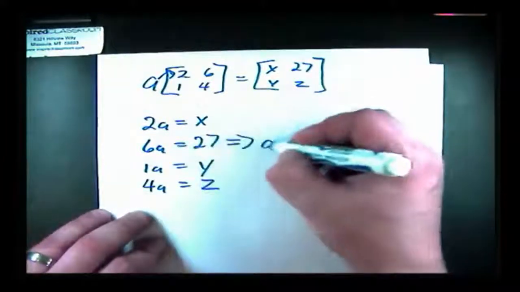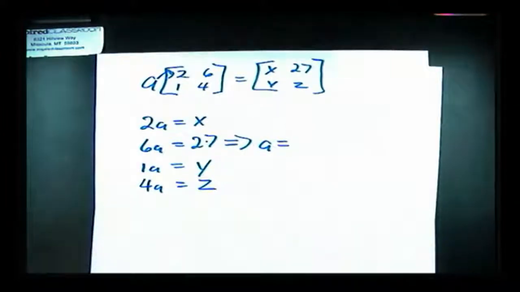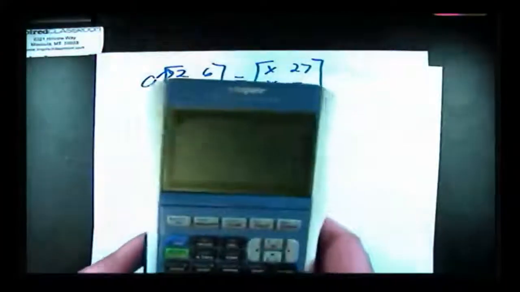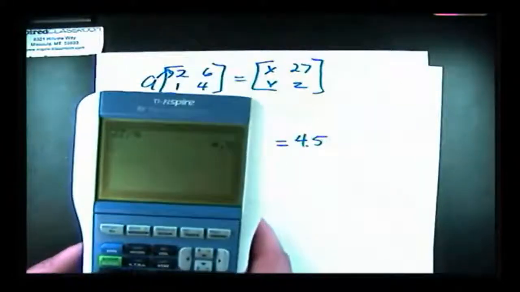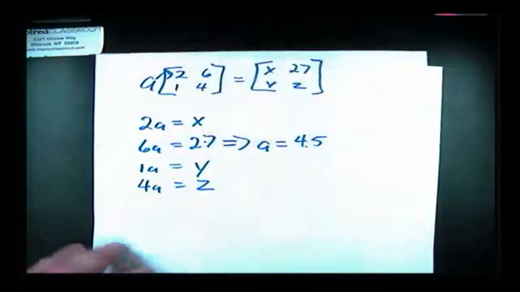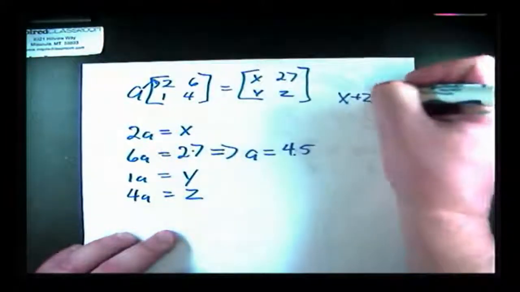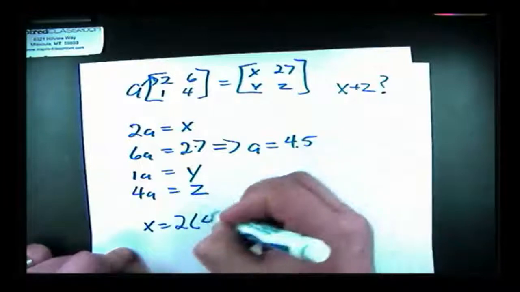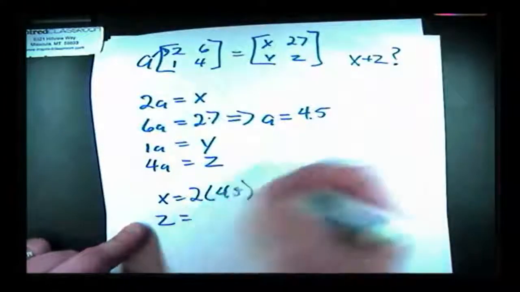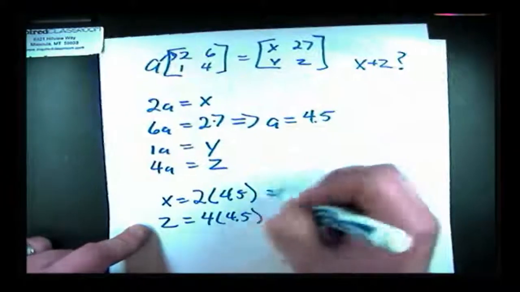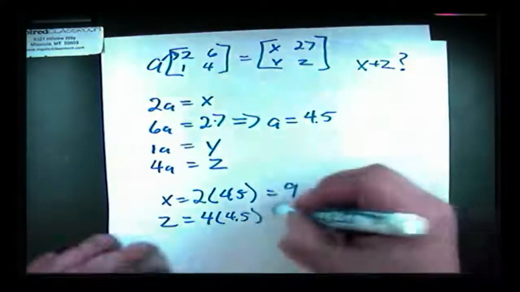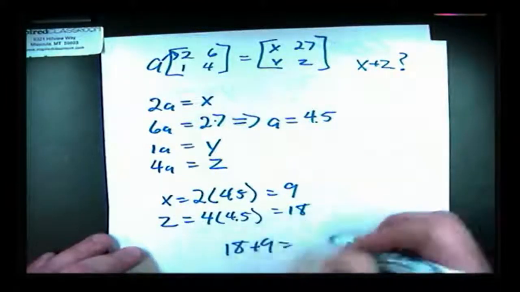So here I can solve for a, actually, on this one. This tells me that a is equal to 27 divided by 6, which happens to be 4.5 maybe. Let's see if that's true. 27 divided by 6, 4.5. There it is. So a is equal to 4.5. And our goal was to find x plus z. So I need z and I need x. So x is equal to 2 times 4.5, and z is equal to 4 times 4.5. 2 times 4.5 is 9. 4 times 4.5 is 18. 18 plus 9 is 27.